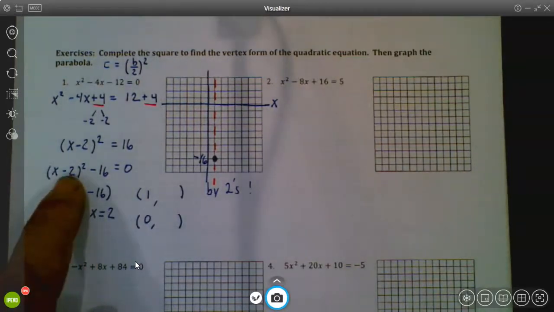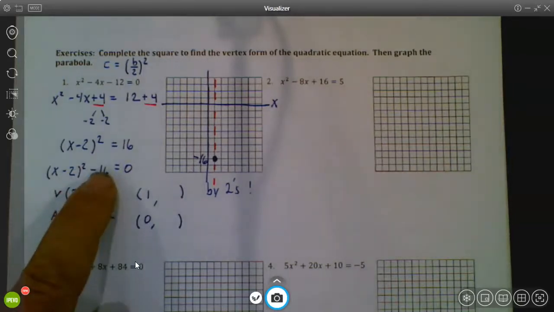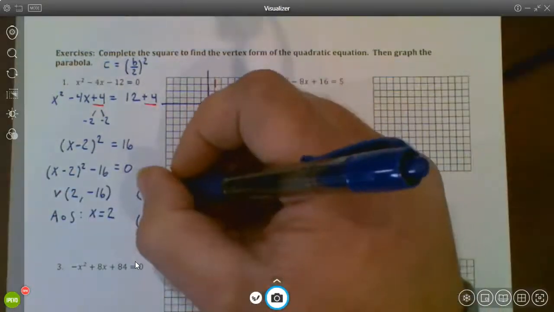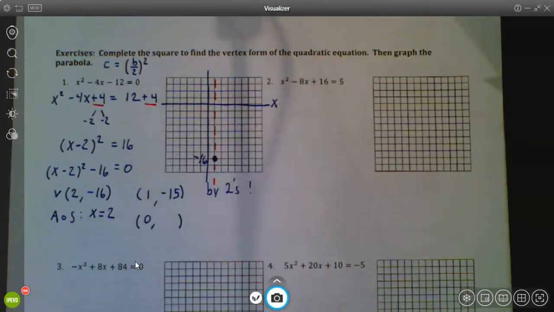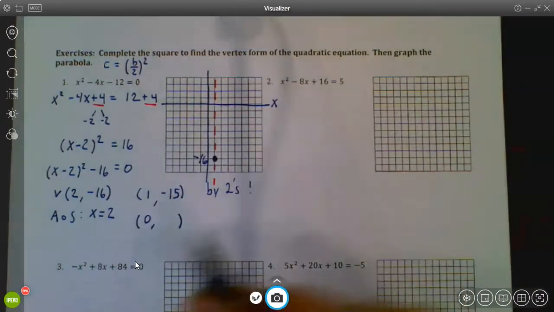1 minus 2 is -1. -1 squared is +1. Minus 16 would give me -15. So there's one of the points on my graph. Now let's do this one.